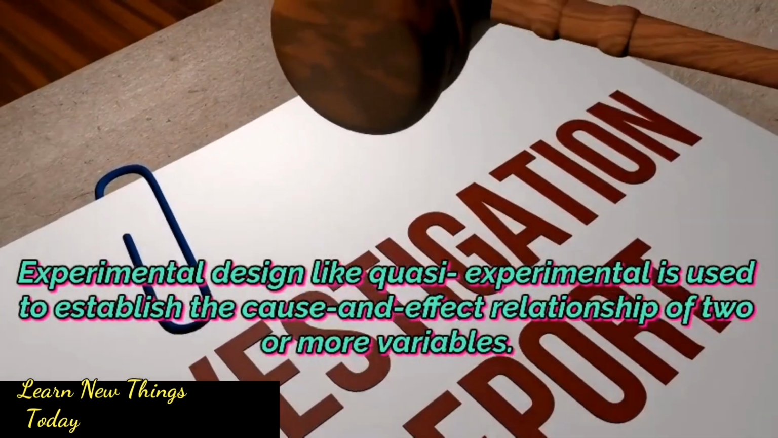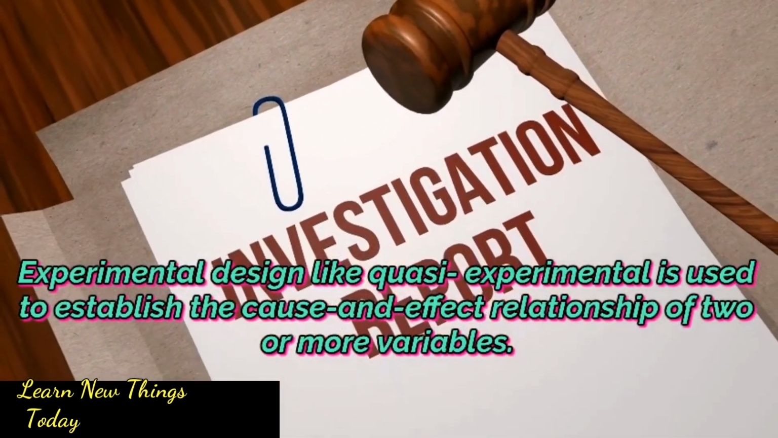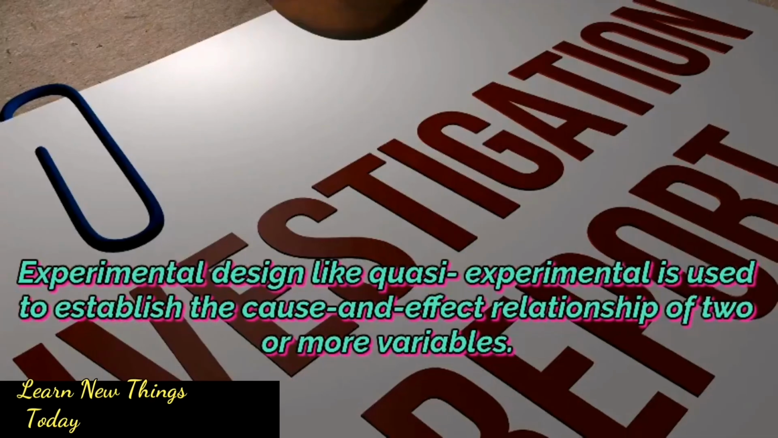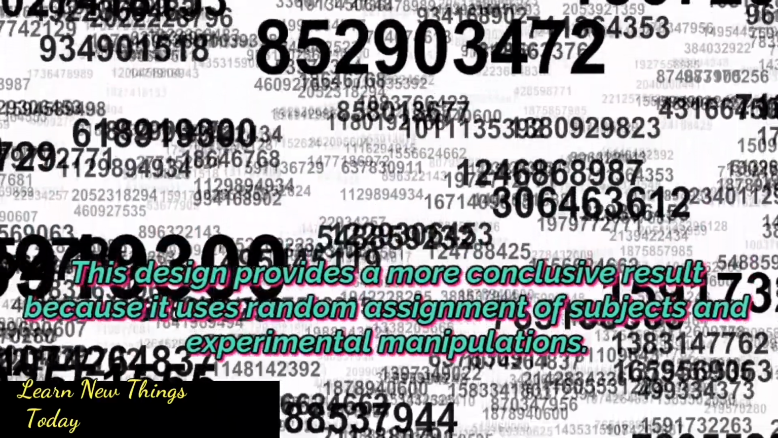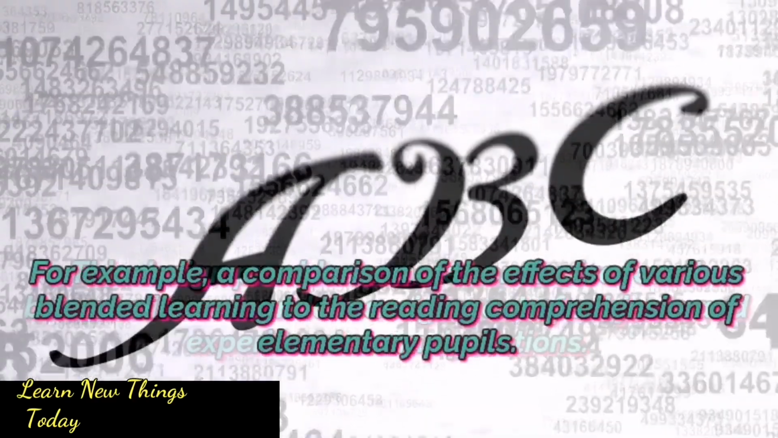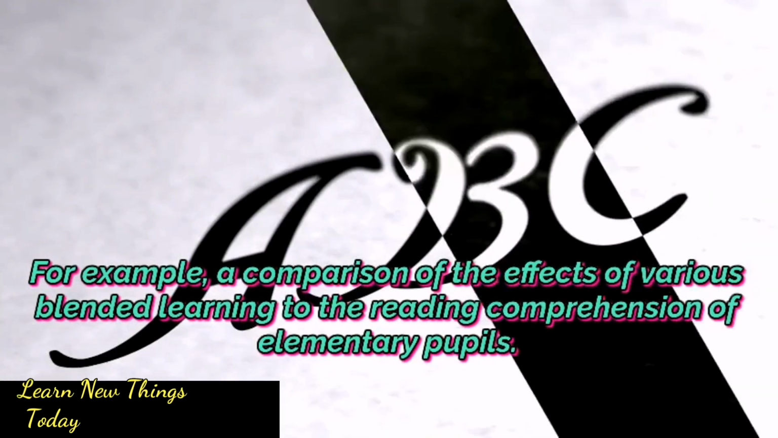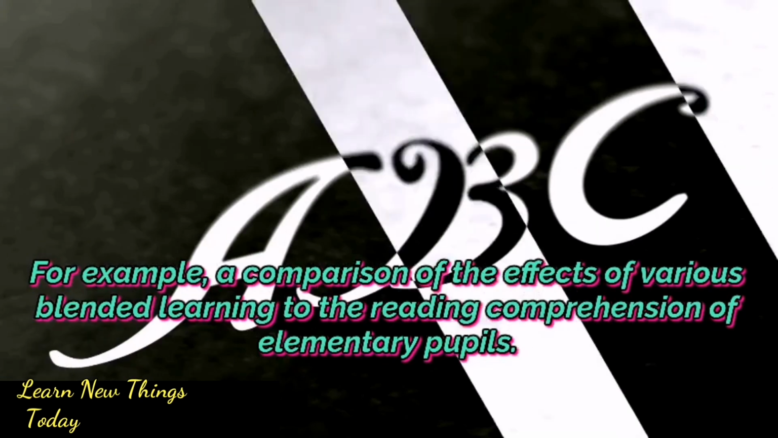Experimental design, like quasi-experimental, is used to establish the cause and effect relationship of two or more variables. This design provides a more conclusive result because it uses random assignment of subjects and experimental manipulations. For example, a comparison of the effects of various blended learning to the reading comprehension of elementary pupils.